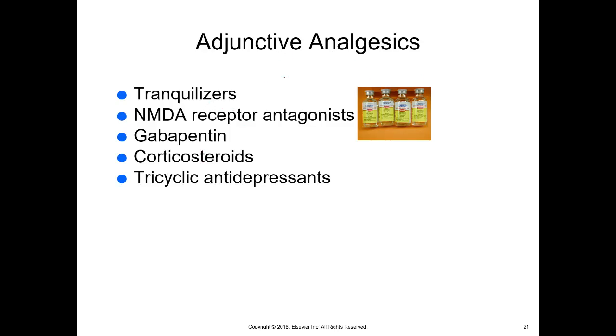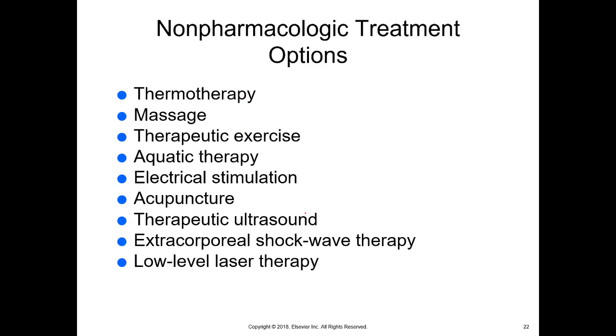So this is ketamine. It's an NMDA receptor antagonist. We can also use gabapentin as an adjunctive analgesia. We can use tranquilizers to deaden the perception, corticosteroids to reduce the inflammation and decrease histamine release, and then tricyclic antidepressants also work to modulate the response to pain as well.